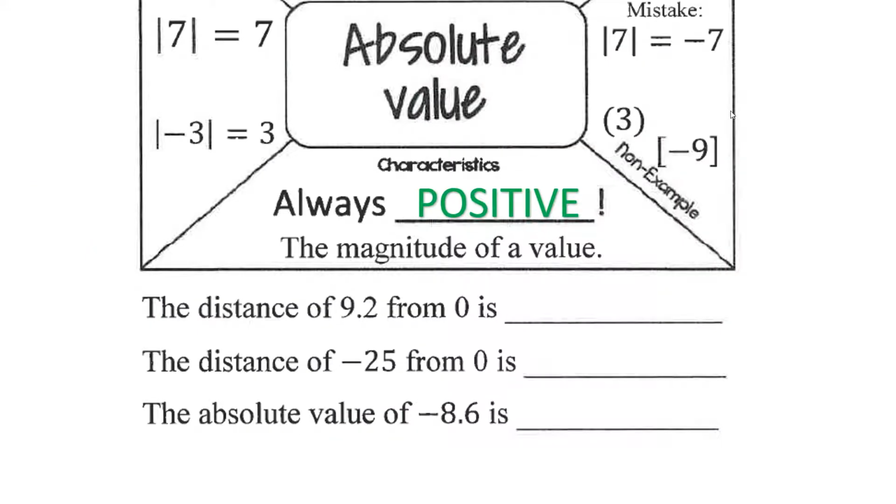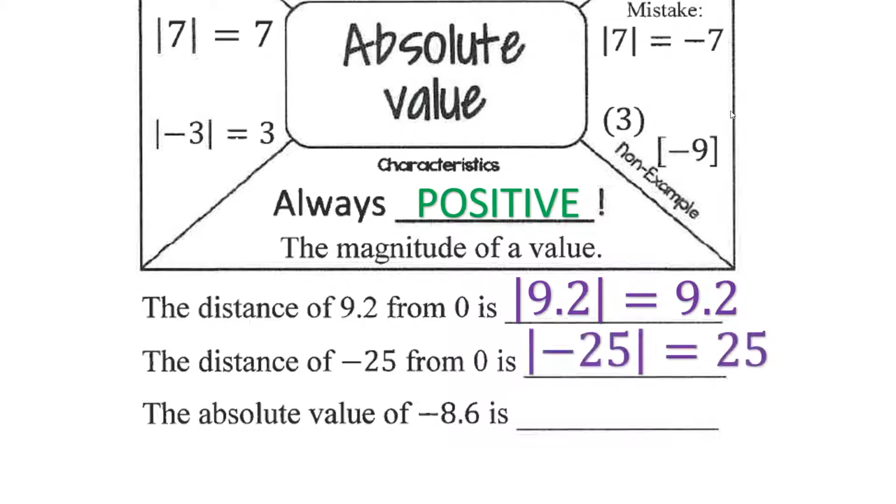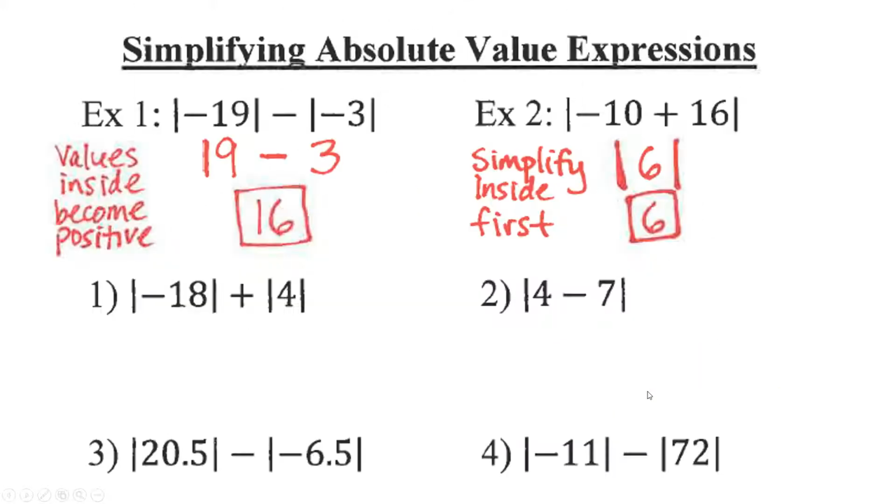Now we're right below the vocab for absolute value. The distance of 9.2 from 0, we would write that with the absolute value symbols: the absolute value of 9.2 equals a positive 9.2. The distance of -25 from 0, we use the absolute value symbol. The absolute value of -25 is positive 25. And the last one, the absolute value of -8.6 equals positive 8.6.